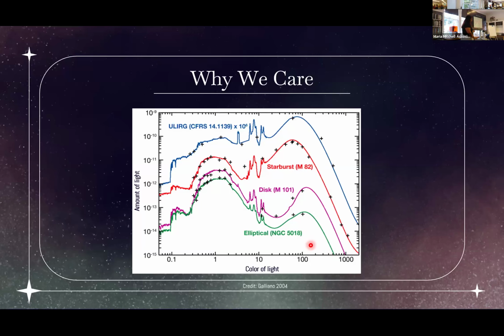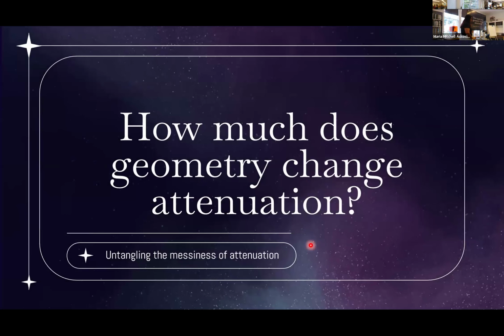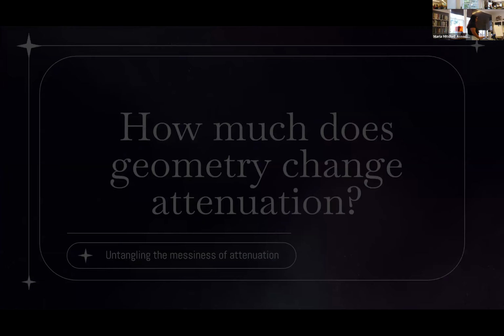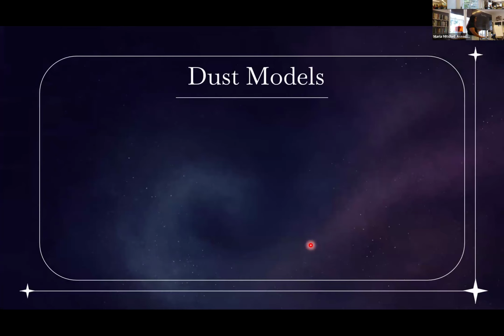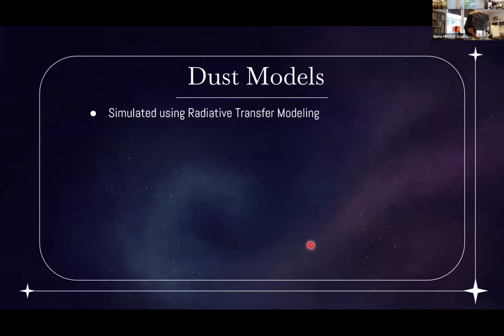And that's where my project comes in. So here's the question I set out to answer: how much does dust change attenuation? So how did I test this? Let me walk you through the data and the fitting process. For this project, I didn't use telescope data directly. The data I'm using is simulated. It's generated by something we call radiative transfer modeling. And this just means it simulates how light interacts with the dust as it travels.